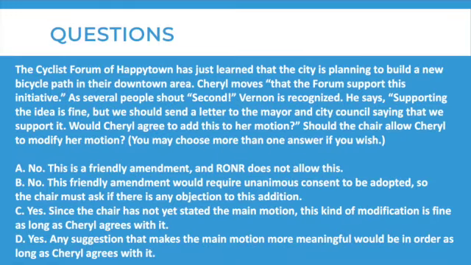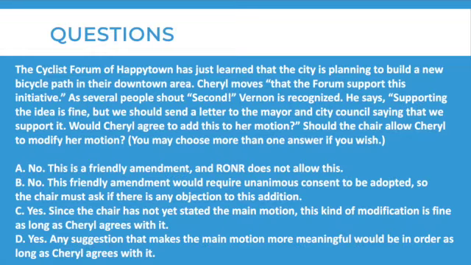And I believe this is our last question. The Cyclist Forum of Happy Town has just learned that the city is planning to build a new bicycle path in their downtown area. Cheryl moves that the forum supports this initiative. Several people shout second, and Vernon is recognized. He says supporting the idea is fine, but we should send a letter to the mayor and city council saying that we support it. Would Cheryl agree to add this to her motion? Should the chair allow Cheryl to modify her motion?